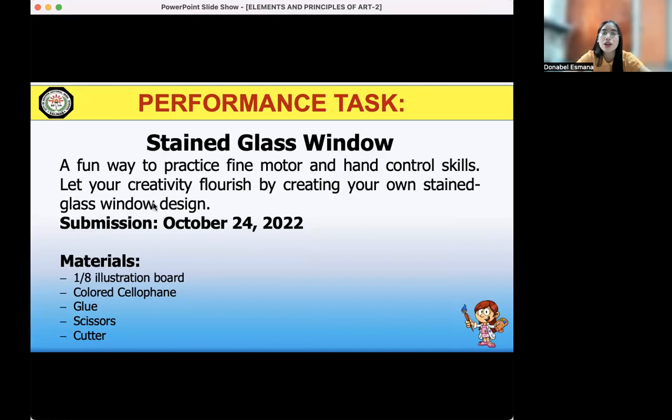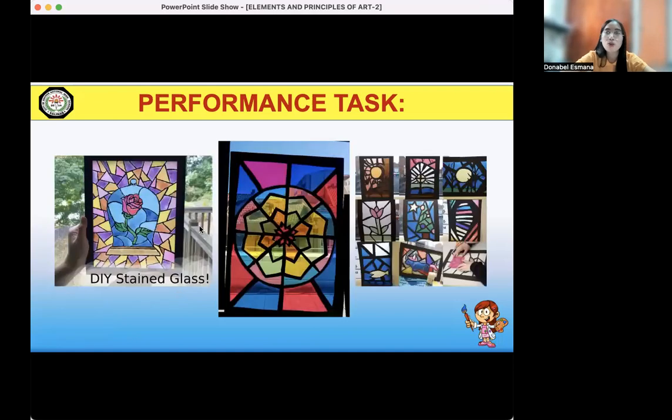Okay, the submission is October 24, 2022. Again, the submission is October 24, 2022. These are the examples of stained glass window. So, ika-cut nyo lang po yan. Gagawa kayo ng design sa 1/8 illustration board, and then you have to cut your design. And then after po nun, ilalagay nyo lang yung assorted cellophane, no? And then, ipapatong nyo sa another cardboard, and then, voila. Meron na kayong stained glass window.